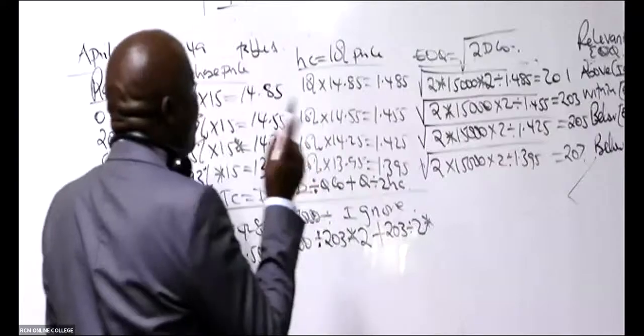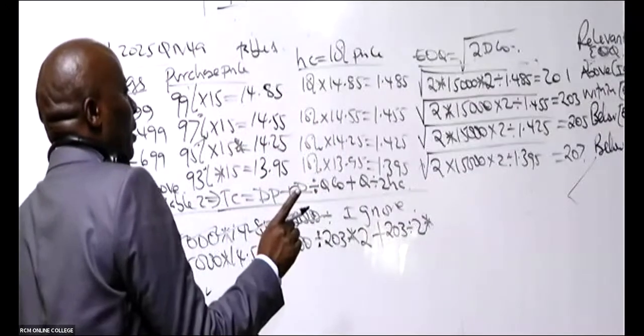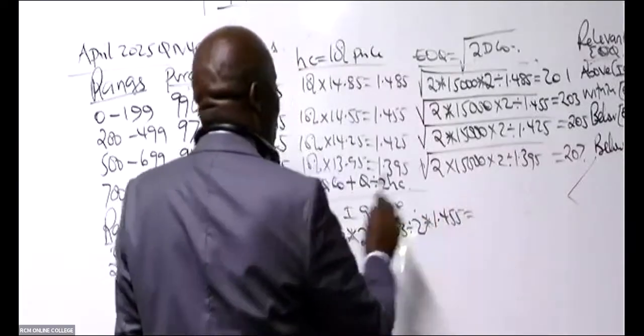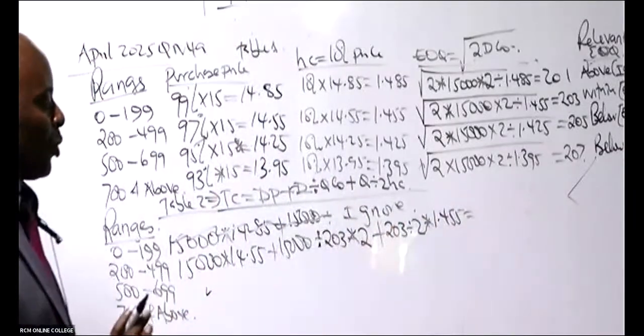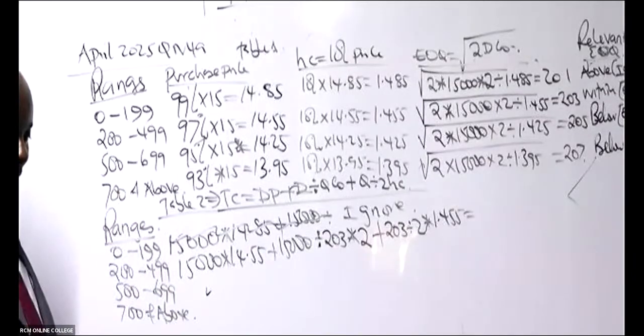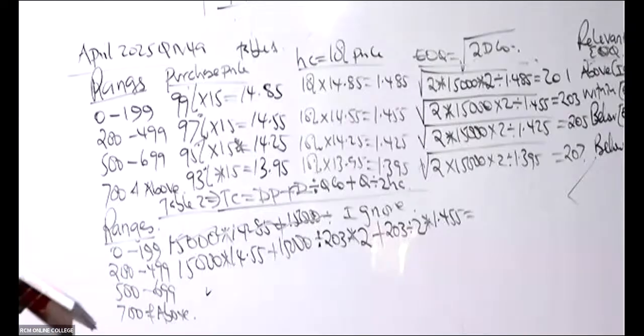HC for the second class, remember, it's 1.455. So go slowly, don't put brackets anywhere. Just calculate it slowly. Give me the total cost figure. Just move slowly there.